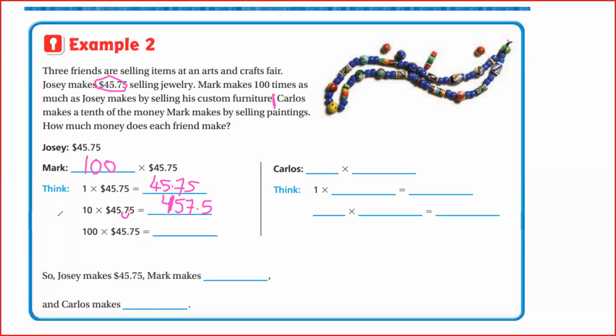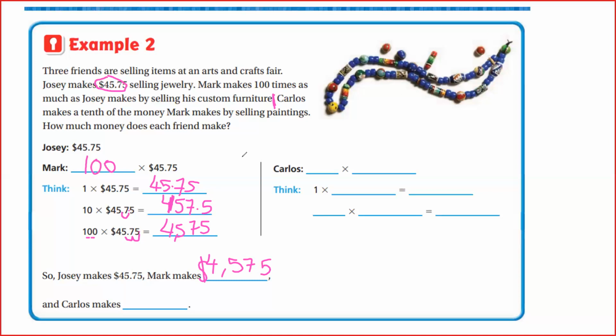Now then, 100 times 45.75. How many zeros do we have here? 2, so we'll move 2 digits. So we will move it 2 digits. So it will be 4,575. And so Mark, how many dollars does he make? He makes $4,575.